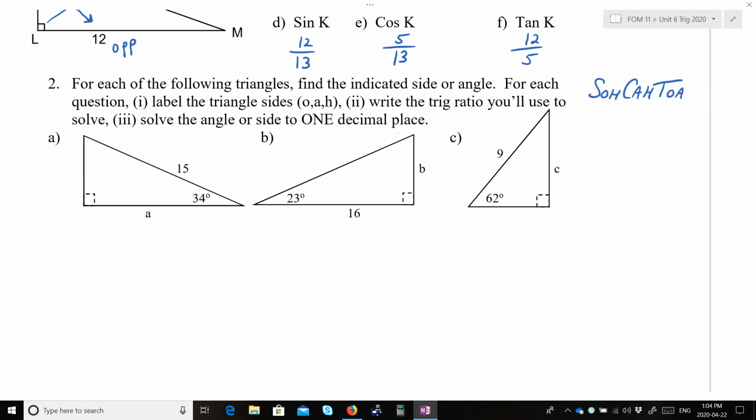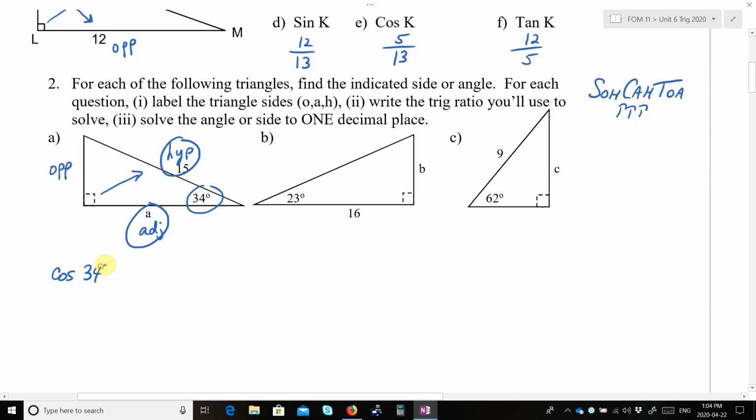Okay, so for 2A, they've given us an angle. They want us to find the side labeled A, and across from the 90, that is the hypotenuse. Since we have this angle, across from that angle is the opposite. So the A here must be adjacent. So notice, guys, we are going to be dealing with the adjacent side and the hypotenuse. What deals with adjacent and hypotenuse? Cos. So you go cos of 34 degrees is equal to, the adjacent is A, the hypotenuse is 15, and then we have a small little equation here to solve for A.